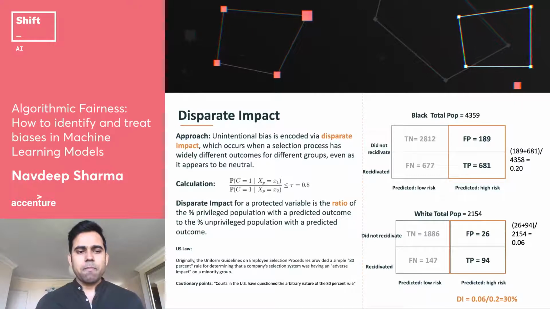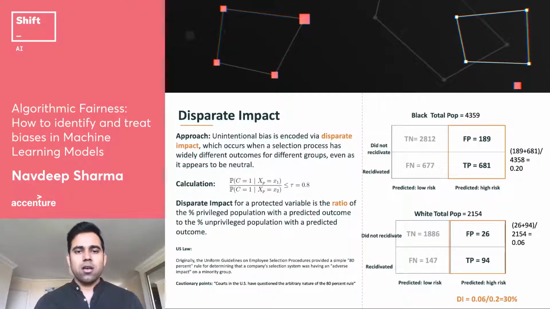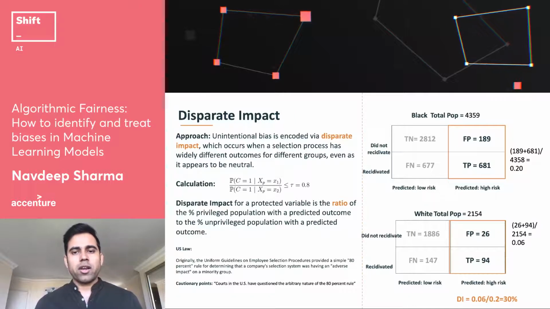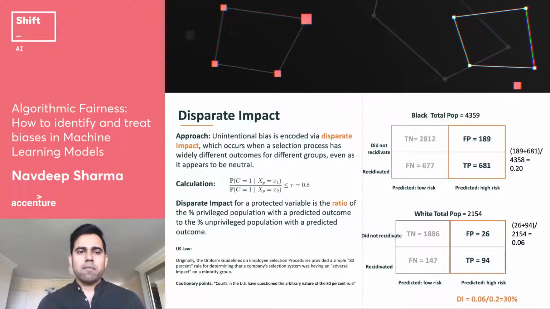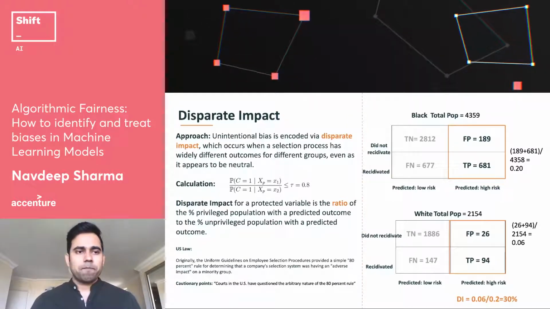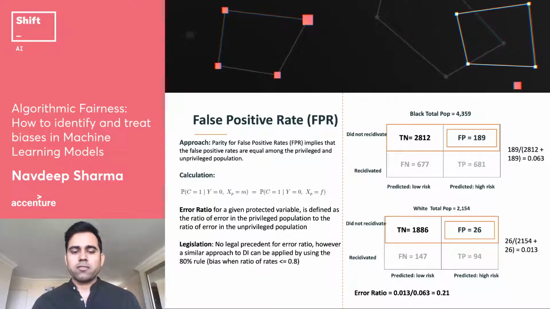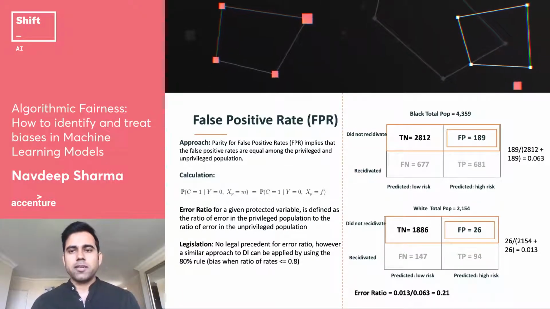Disparate impact usually has a threshold value of 0.8. So any disparate impact ratio less than 0.8 indicates a higher imbalance in the data set. It's also known as the 4/5 rule. Okay, let's move on to the next algorithmic fairness metric, which is false positive rate.